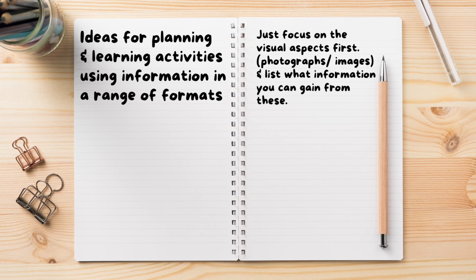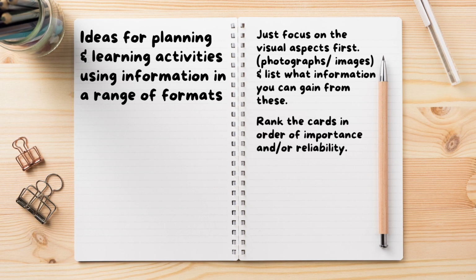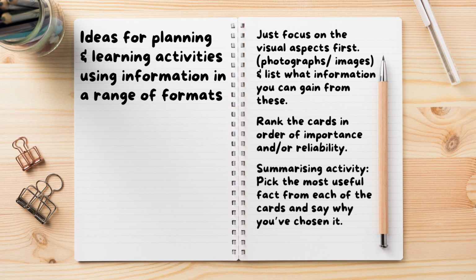Just focus on the visual aspects first, the photographs and images, and list what information you can gain from these. Rank the cards in order of importance and/or reliability. How about a summarising activity? Pick the most useful fact from each of the cards and say why you've chosen it.